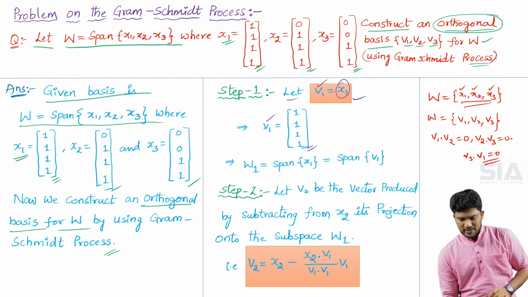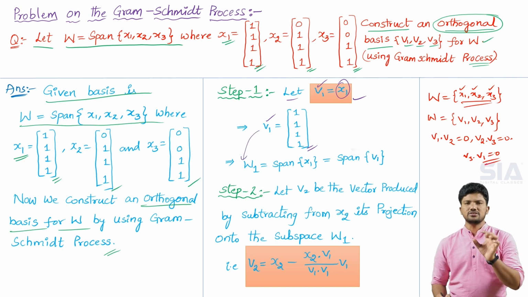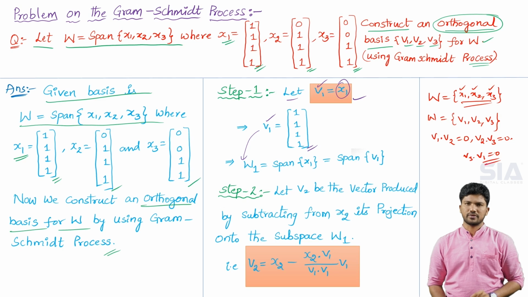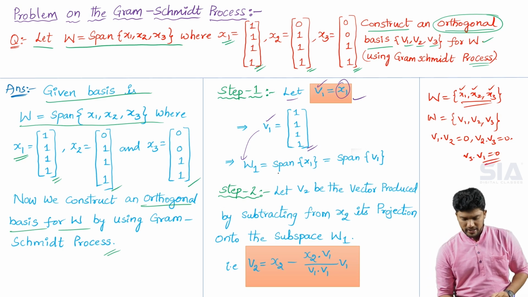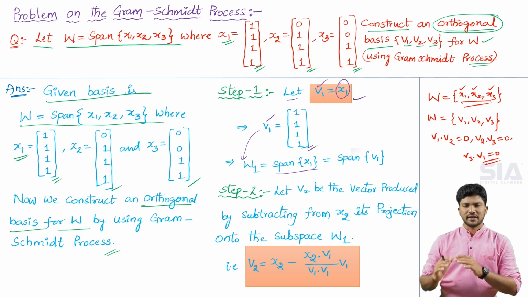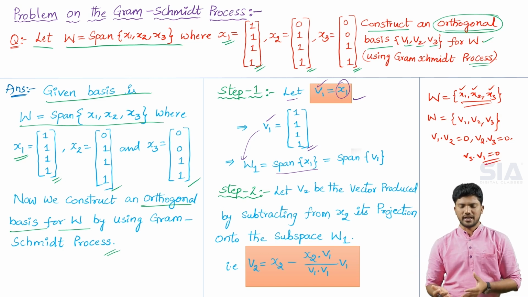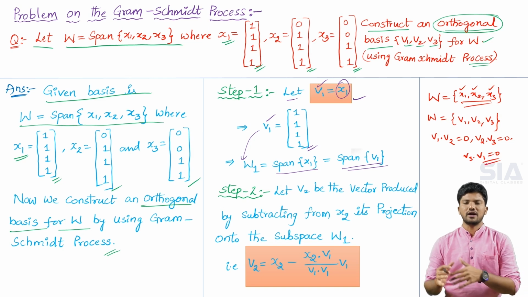And with this v1 there exists another subspace W1. W1 is the one dimensional subspace. That is, W1 is generated by span of x1, or that is, W1 is generated by span of v1.